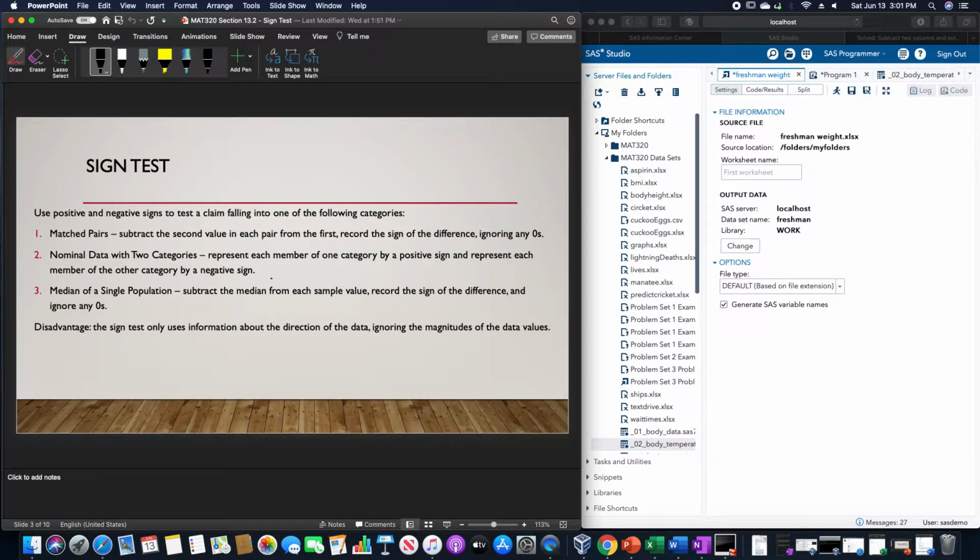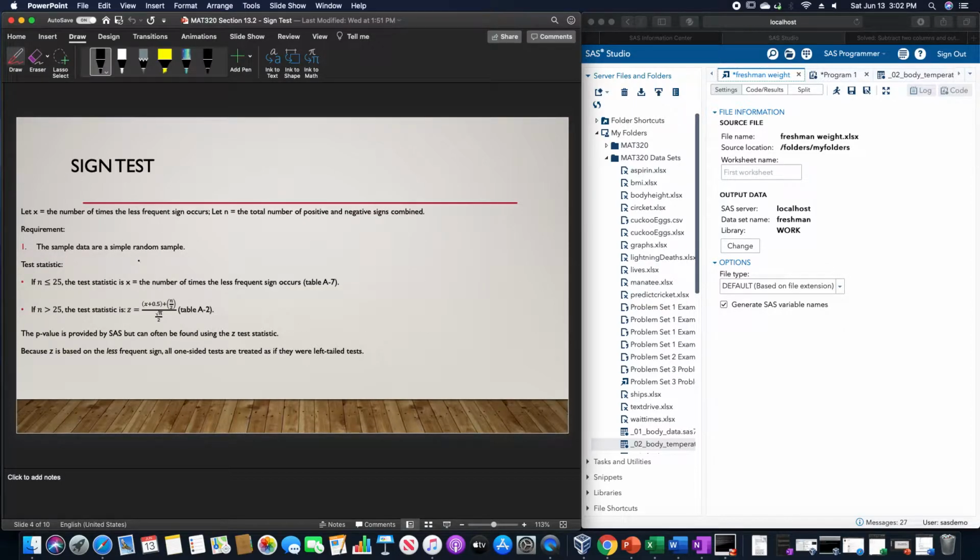We want to represent each member of one category by a positive sign, and represent each member of the other category by a negative sign. And then median of a single population: we subtract the median from each sample value, record the sign of the difference, and ignore any zeros. The disadvantage, though, is that the sign test only uses information about the direction of the data, ignoring the magnitudes of the data values, as the numbers themselves are dropped, other than the sign itself.